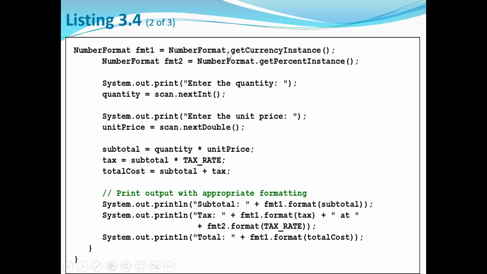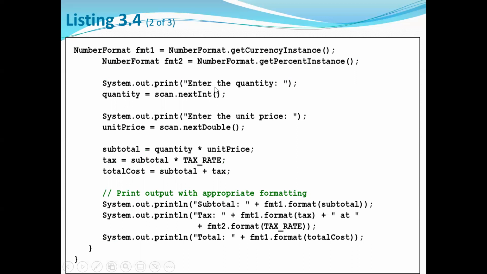Then we have equal to NumberFormat.getCurrencyInstance. So fmt1 is for formatting currency. But we also have fmt2, where the method is getPercentInstance. We are going to use the object fmt2 to format percentage, and fmt1 to format currency. The syntax is the same as creating an object with a class. The class name is NumberFormat, the object name is fmt1, then we have NumberFormat.getCurrencyInstance and also getPercentInstance.